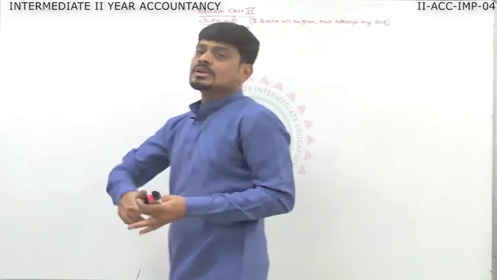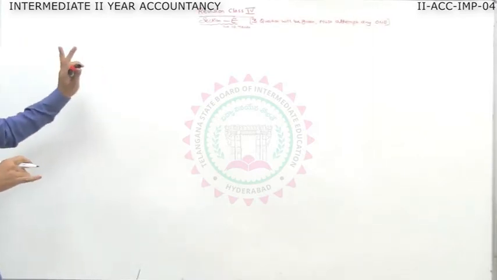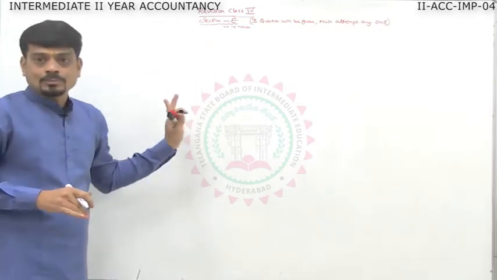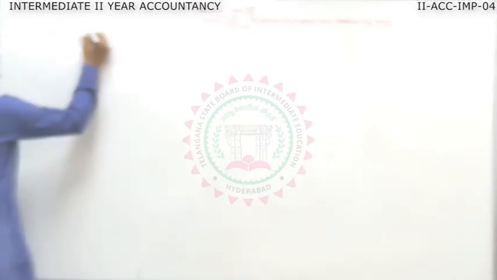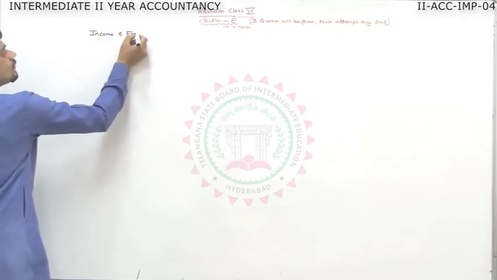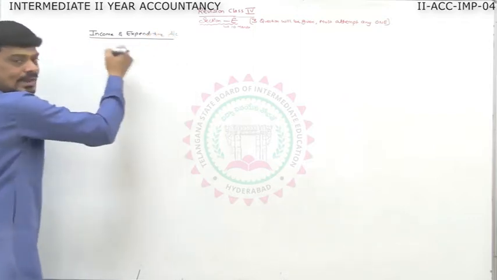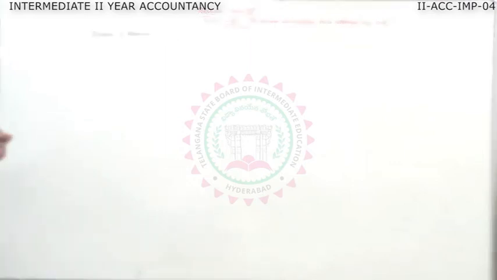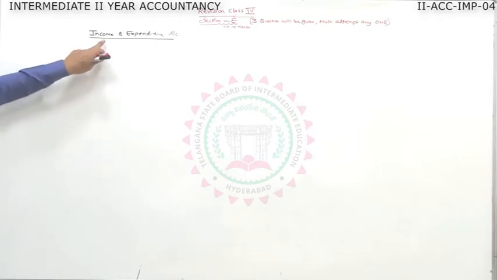Now, coming to the guidelines, I'm not going to do any solution here. I'm just going to give you the guidelines on how to do the solution for the given problem. First, I'm discussing how to prepare income and expenditure account. If you follow these guidelines, you can do it in a better manner. For more detailed explanation, this particular topic was taught by me in the digital classes. You can see that for more detail.